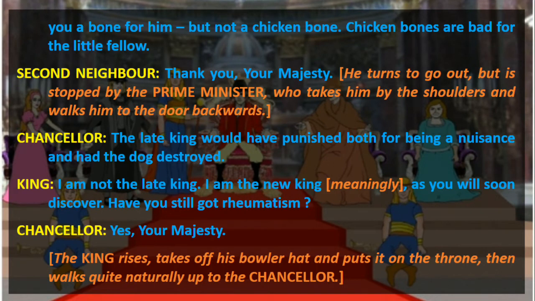Chancellor: The late king would have punished both for being a nuisance and had the dog destroyed. King: I'm not the late king, I'm the new king, meaningly, as you will soon discover. Have you still got rheumatism? Chancellor: Yes, Your Majesty. The king rises, takes off his bowler hat, and puts it on the throne, then walks quite naturally up to the Chancellor.